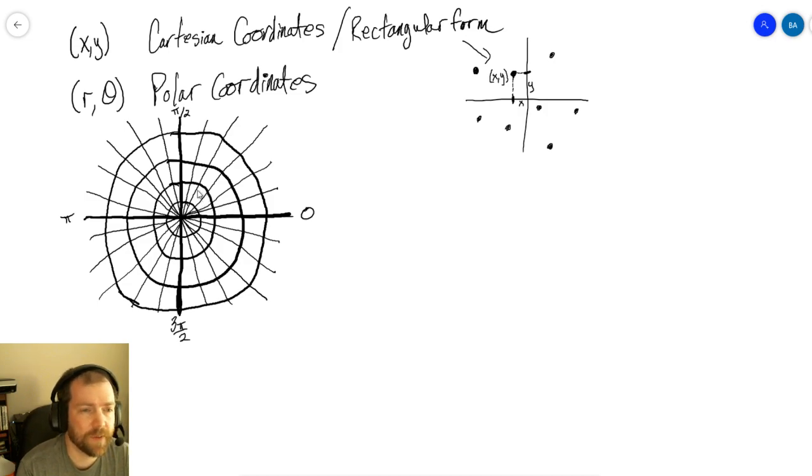And these represent, instead of angles, distances from the origin. So everywhere along the inner ring here, this is where our r value is equal to 1. And here r is equal to 2, r is equal to 3, r is equal to 4.